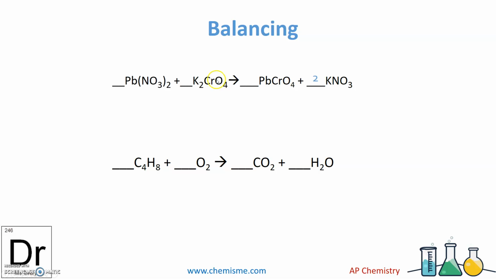1 cluster of CrO4, so I can treat it as one big thing. Or you can do it individually. There are 2 Ns, 6 Os there, so 6 Os there, 1 Cr, 4 Os, 4 Os. All these other blanks can stay 1s.